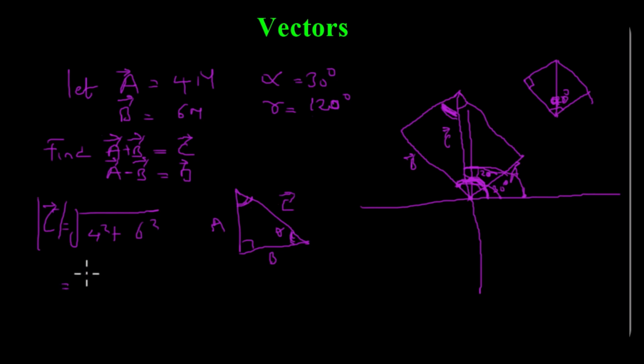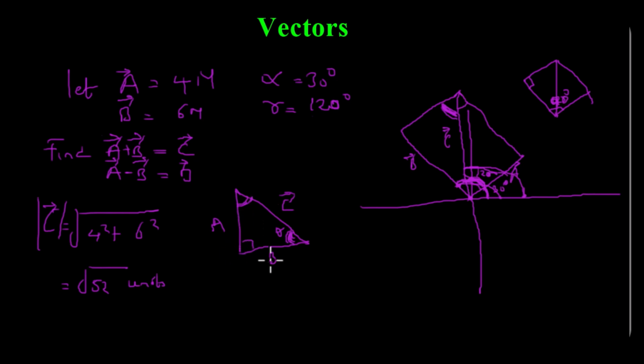So this is equal to square root of 52 units. Okay, so same thing like we got in the previous example. And then if we're looking for this angle here, we can either find this angle first, then take the summation and subtract this angle from 180.